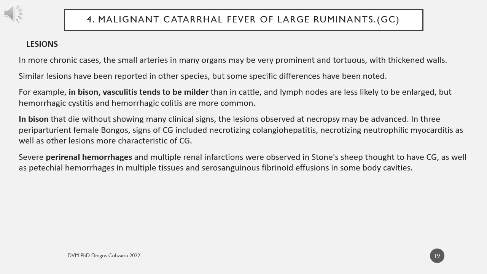In 3 periparturient female bongos, signs of CG included necrotizing cholangiohepatitis, necrotizing neutrophilic myocarditis, as well as other lesions more characteristic of CG. Severe perirenal hemorrhages and multiple renal infarctions were observed in Stone's sheep thought to have CG, as well as petechial hemorrhages in multiple tissues and serosanguinous fibrinoid effusions in some body cavities.